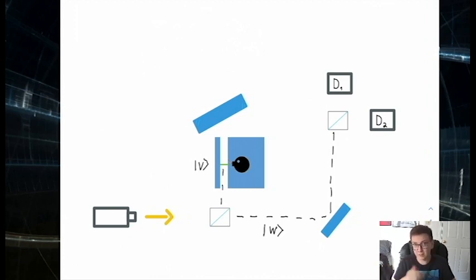Now, the third scenario is where the photon actually goes through path W and hits the beam splitter and is reflected off of it into detector D2. The only way a photon hits detector D2 is if the path V is interrupted, which means we know there is a real bomb on path V. So you basically were able to tell if a bomb was real or not without detonating it.